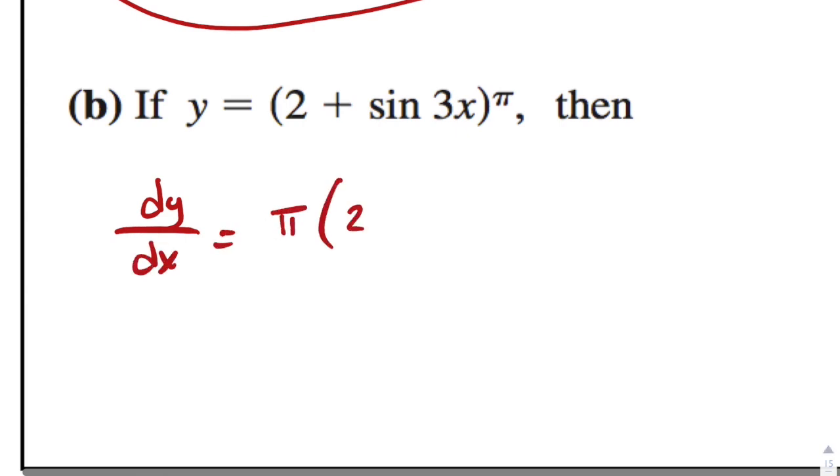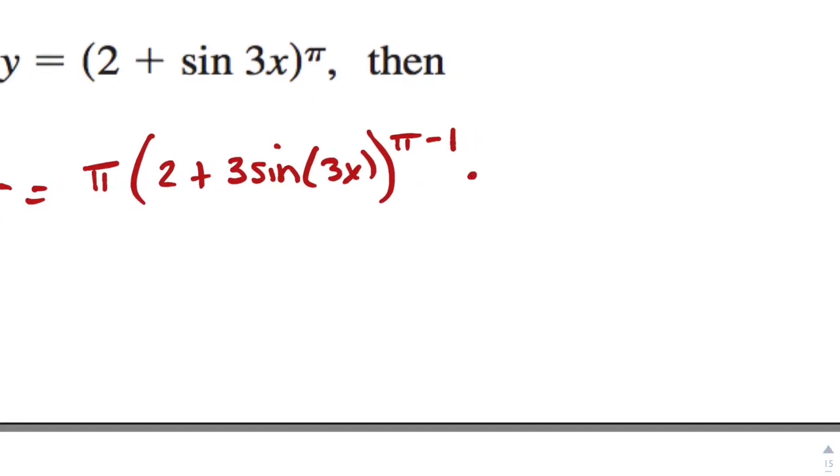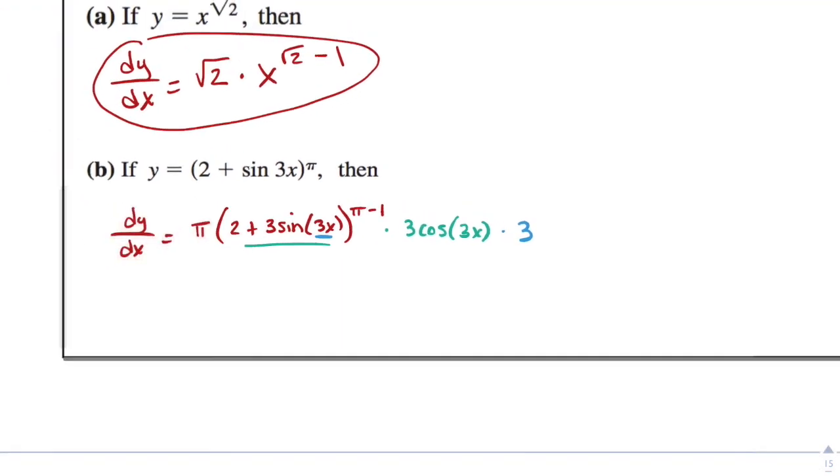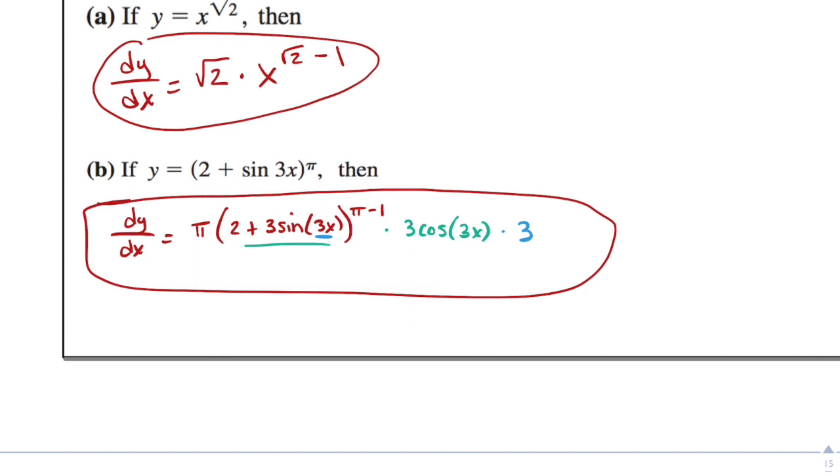Pi times the inside to the pi minus 1. And then don't forget to put on your chain rule here, the derivative of the inside. The derivative of 2 is 0. The derivative of 3 sine of 3x is 3 cosine of 3x. And then we derive the innermost 3x, so times 3. Notice that these don't involve the derivative of exponentials or derivative of logs.